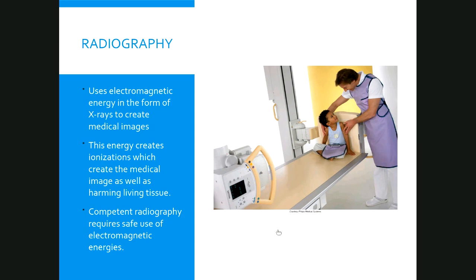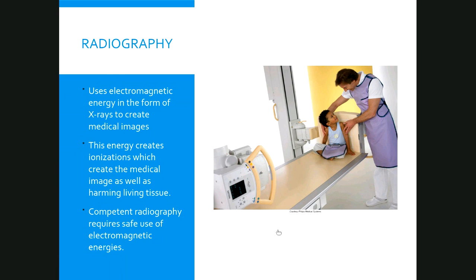So in radiography, we use electromagnetic energy in the form of X-rays to create medical images. And those images are of the patient, typically some anatomical part of the patient. This looks like it would likely be a chest X-ray on this child. The energy creates ionizations, which create the medical image as well as harming living tissue.